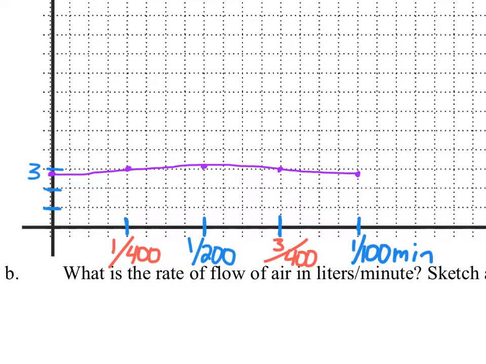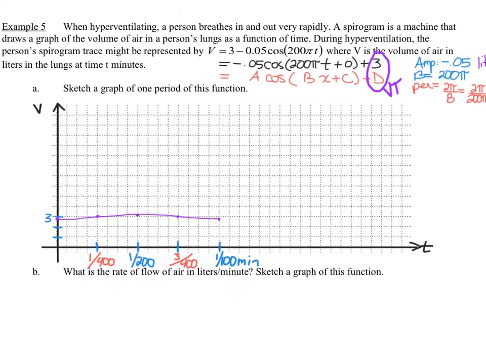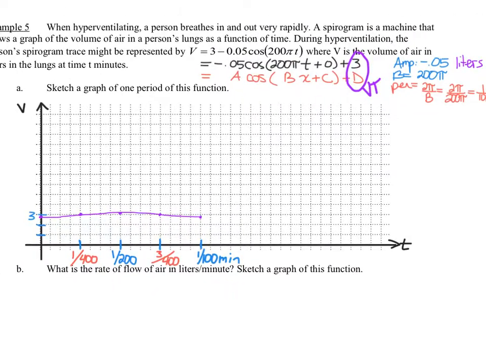Very shallow cosine graph. And when I zoom out even further, it looks less and less like a cosine graph. Yeah, it looks like how I normally draw a line. Exactly. All right, on the calculator.